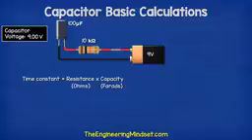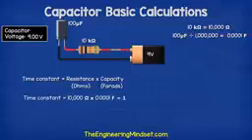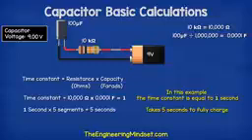Time constant in seconds equals the resistance in ohms multiplied by the capacity in farads. So we convert our resistor to ohms and our capacitor value to farads, and we see that 10,000 ohms multiplied by 0.0001 farads equals 1. So in this example, the time constant is equal to 1 second. Therefore, 5 of these is 5 seconds, meaning it takes 5 seconds for the capacitor to fully charge to 9 volts.